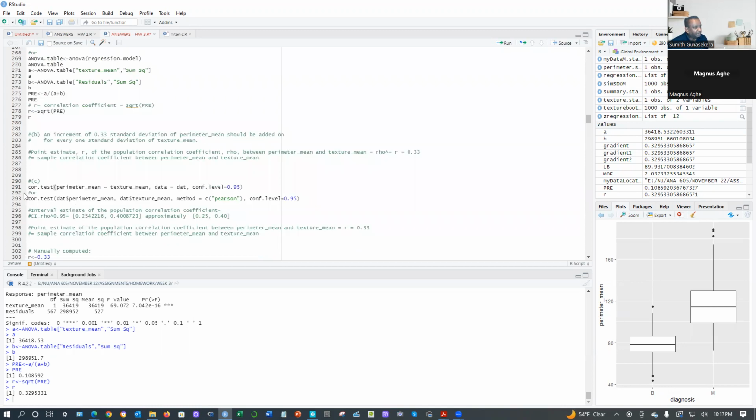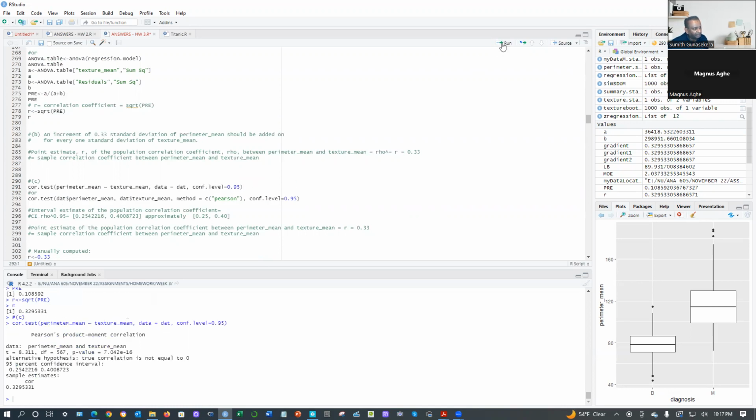Okay, that can be done by the code test. Perimeter mean, texture mean. Confidence interval level has been given, conf.level 0.95. Look at here. This is the point estimate. We saw that one. These are the interval estimate. It's going to go from 0.25 to 0.40, but my value is 0.32. It's going to be between those two.